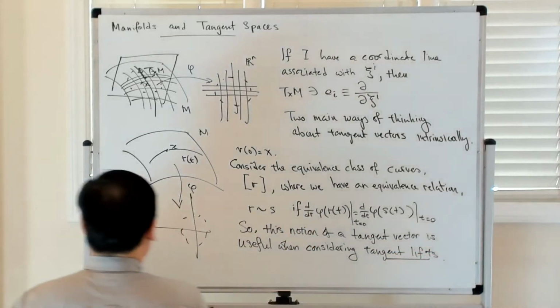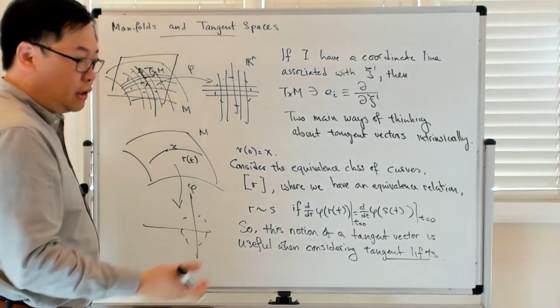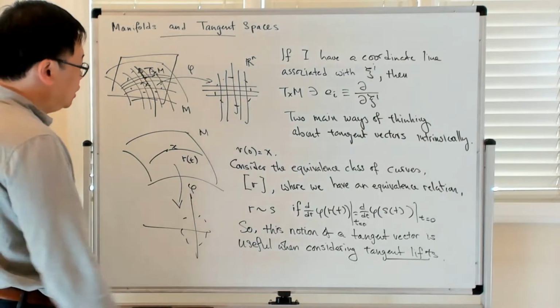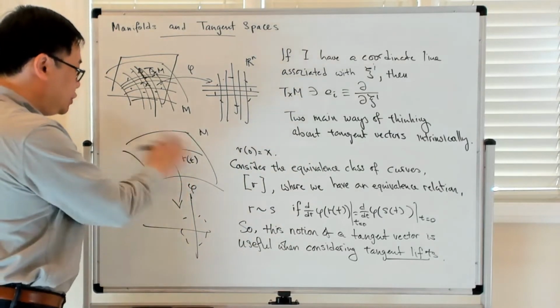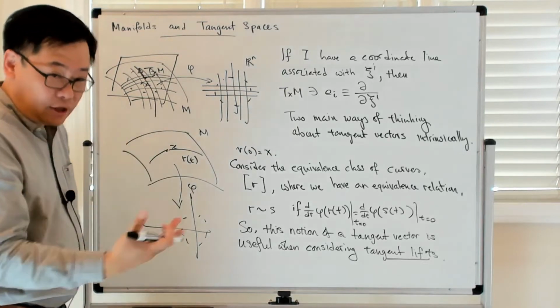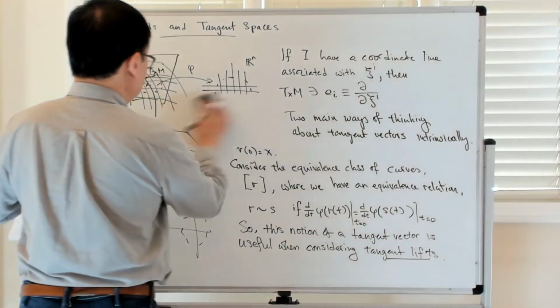So what I mean by that is that imagine you have a map from the manifold to itself. You take a point in the manifold, you map it to another point in the manifold. That map induces a mapping at the level of tangent spaces. Okay, so what do I mean by that?